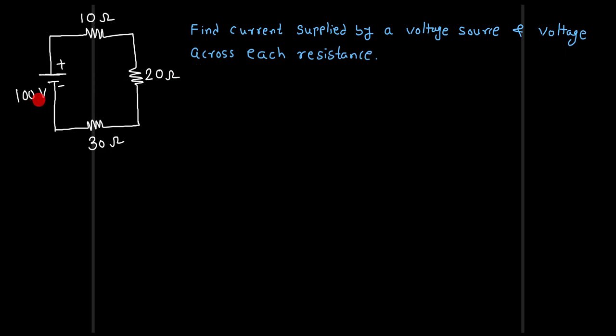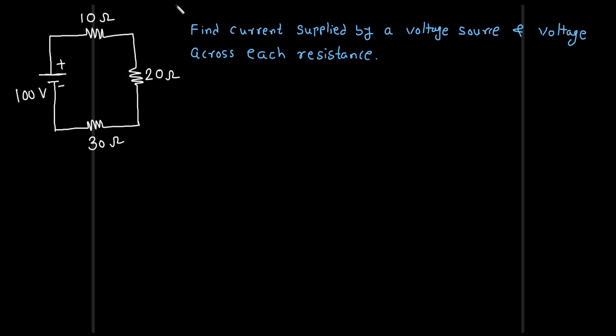So there is a 100-volt voltage source which is supplying current to these three resistors, 10 ohm, 20 ohm and 30 ohm, which are connected in series. So we need to determine two things. First is the current supplied by a battery or a voltage source, and another is voltage across each resistor.